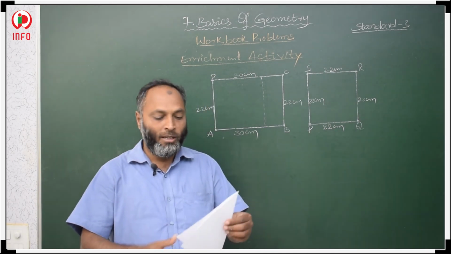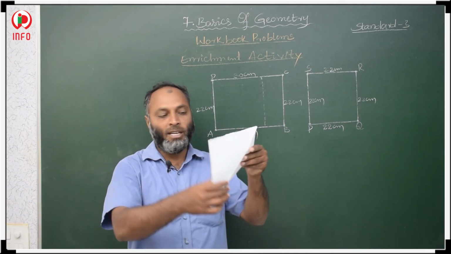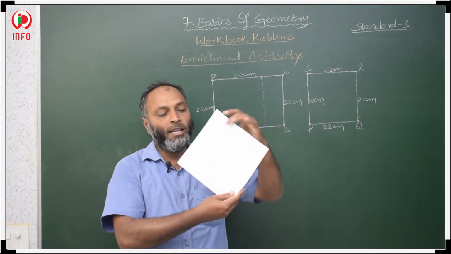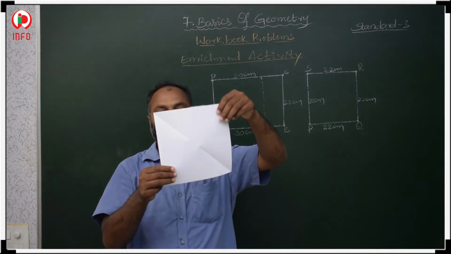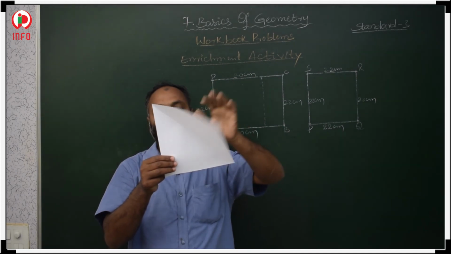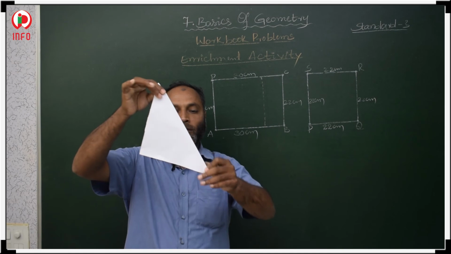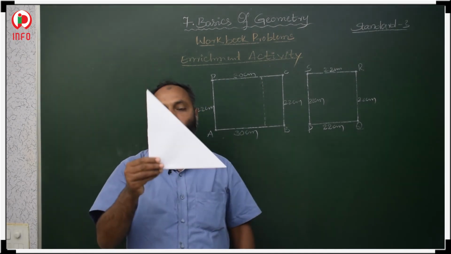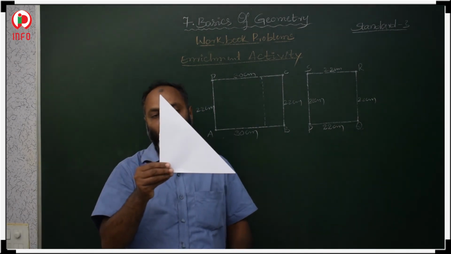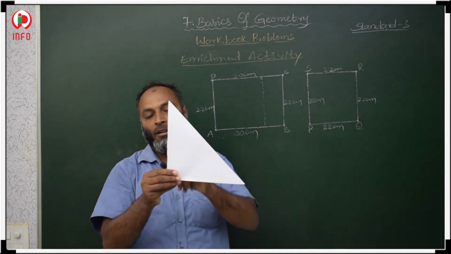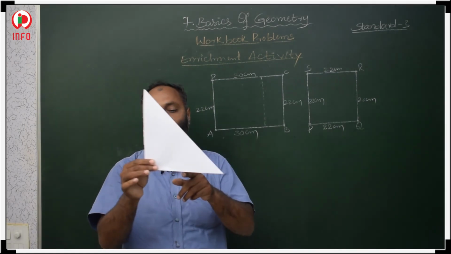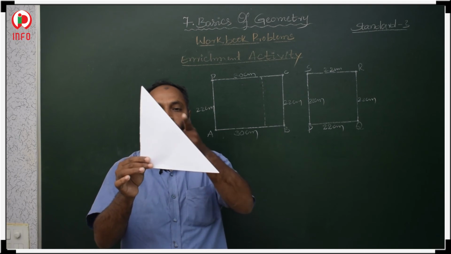Then after that, we fold this square sheet diagonally, like this. This is a square sheet, and we fold it diagonally. Then we form a triangle. It is a three-sided closed figure: first side, second side, third side.